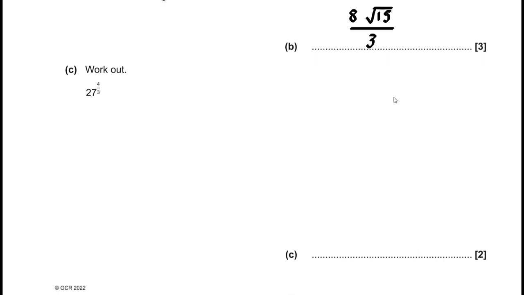For part C, we have to work out 27 to the power of 4 over 3. What this is the same as is 27 to the power of 1/3, to the power of 4. So 27 to the power of 1/3, that's just the same as 3. So I've got 3 to the power of 4, which is equal to 81.